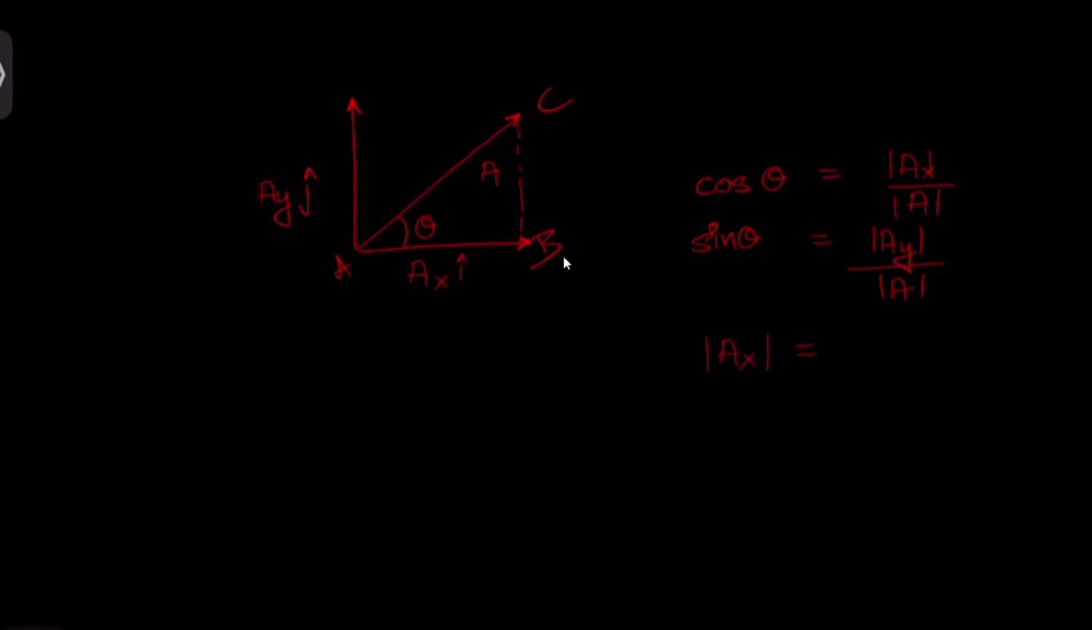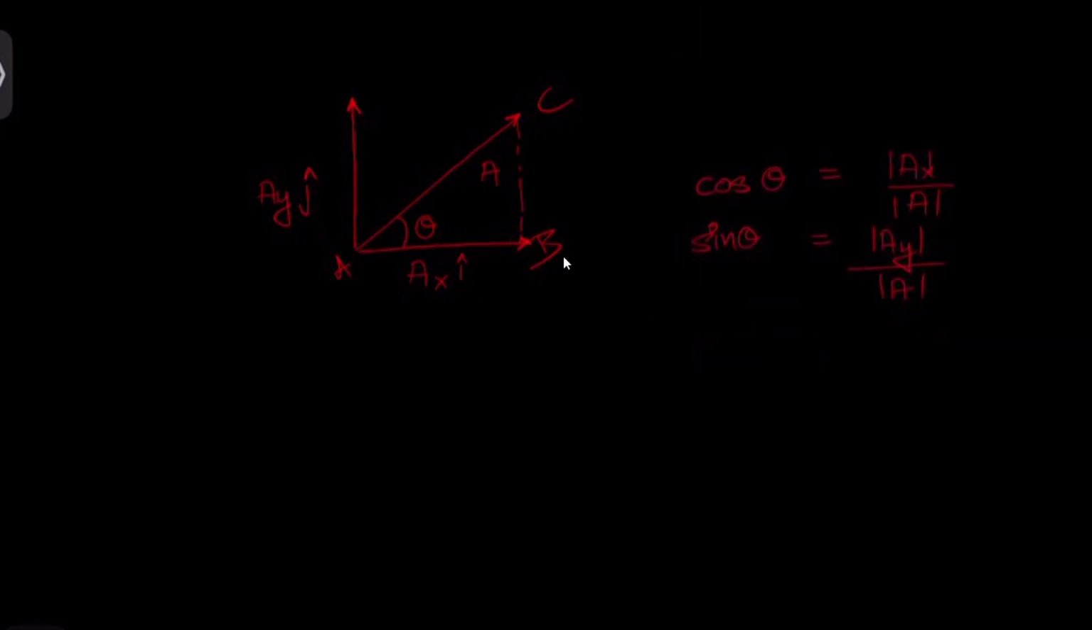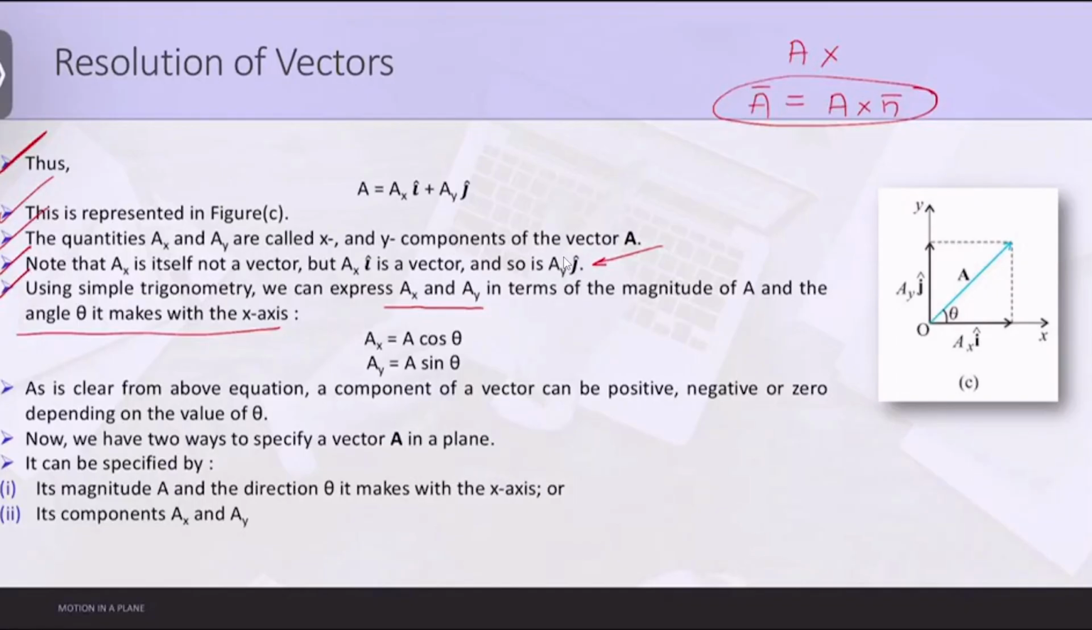So what is the magnitude of AX? It is just AX, because AX is itself a scalar. AX is equal to A cos theta, and similarly AY is equal to A sin theta. Correct? So this is the mathematical form. That is also written here: AX equals A cos theta, and AY equals A sin theta.